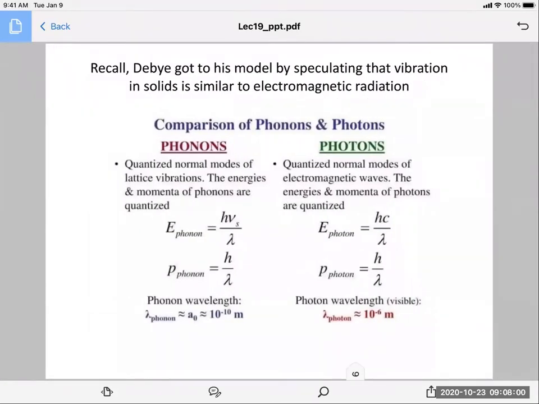So if you remember, Debye got to his model by kind of thinking that vibrations in a periodic solid should behave similar to electromagnetic radiation. And so we know in electromagnetic radiation, we have these quasi-particles, photons. So these are non-conserved bosons, where one photon just represents one quanta of electromagnetic radiation. So similarly, if we think about vibrational energy in a solid, we have an analogous quasi-particle, which is also a non-conserved boson called a phonon. So a phonon just represents a single quanta of vibrational energy.